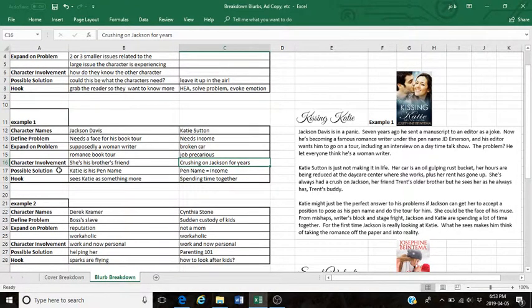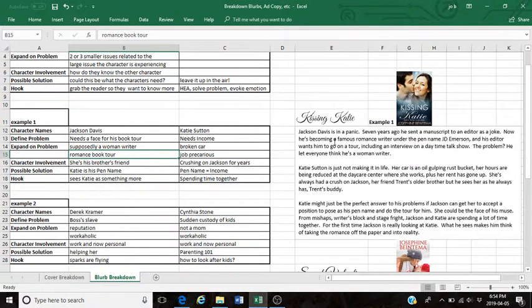What is the possible solution? We're going to have Katie be his pen name. And she gets a pen name, therefore she gets an income. So what is the hook to this little thing? We want to say that Jackson is going to see Katie as something more than just a pen name. And for her, they're spending a lot of time together. So all these little broken bits and pieces, these small little bullet points, we have put into our blurb.